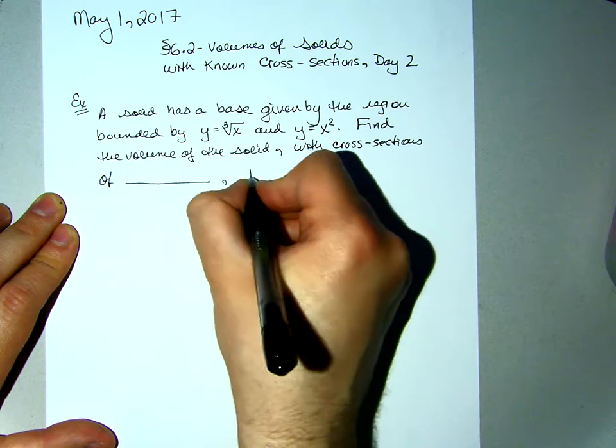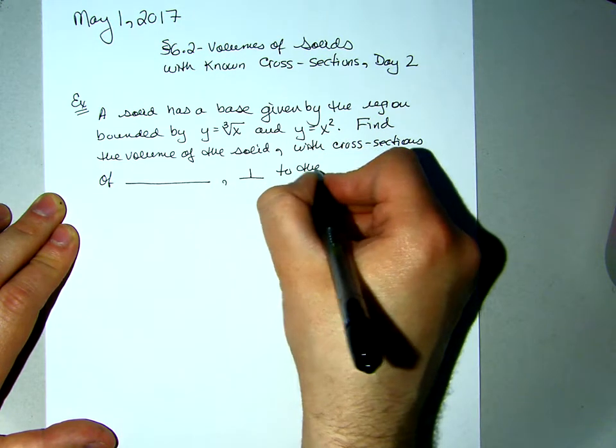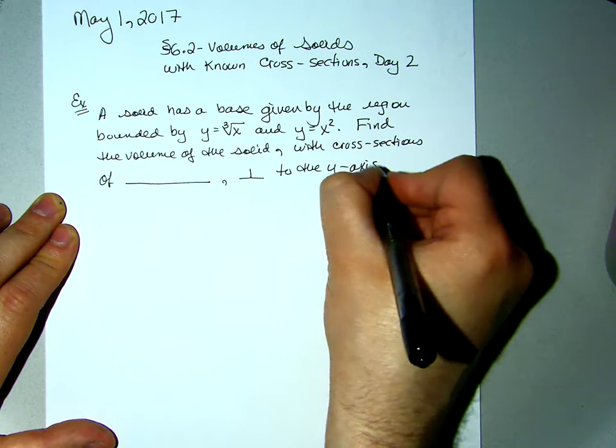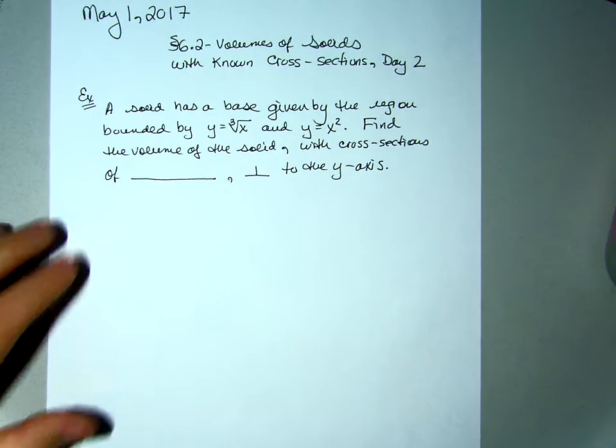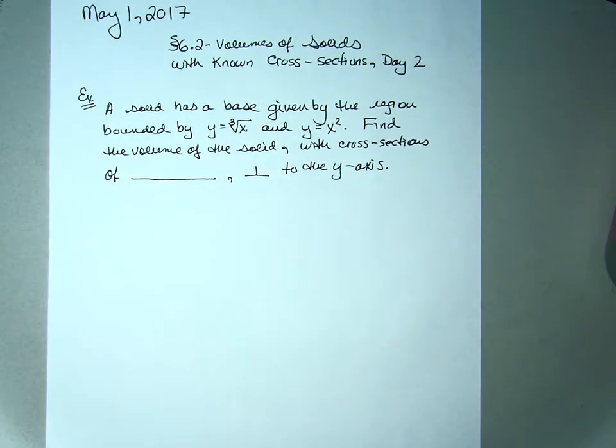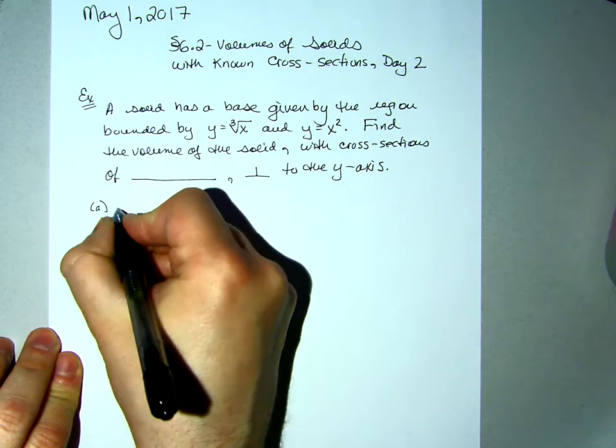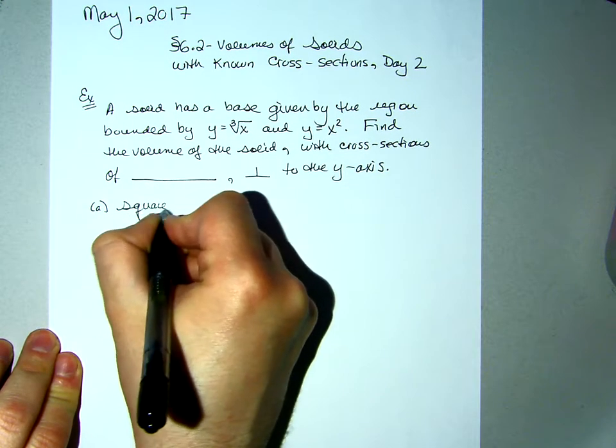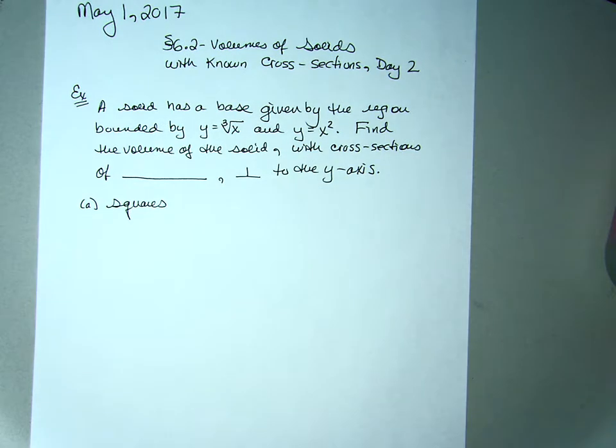And this time they're going to be perpendicular to the y-axis. We spent Thursday looking at how to deal with these things if they're perpendicular to the x-axis. Now we need to deal with perpendicular to the y-axis. And of course, your first step is what? Do that, please. So we've taken care of all that stuff. The first shape we'll deal with, squares, because that's a good place to start.